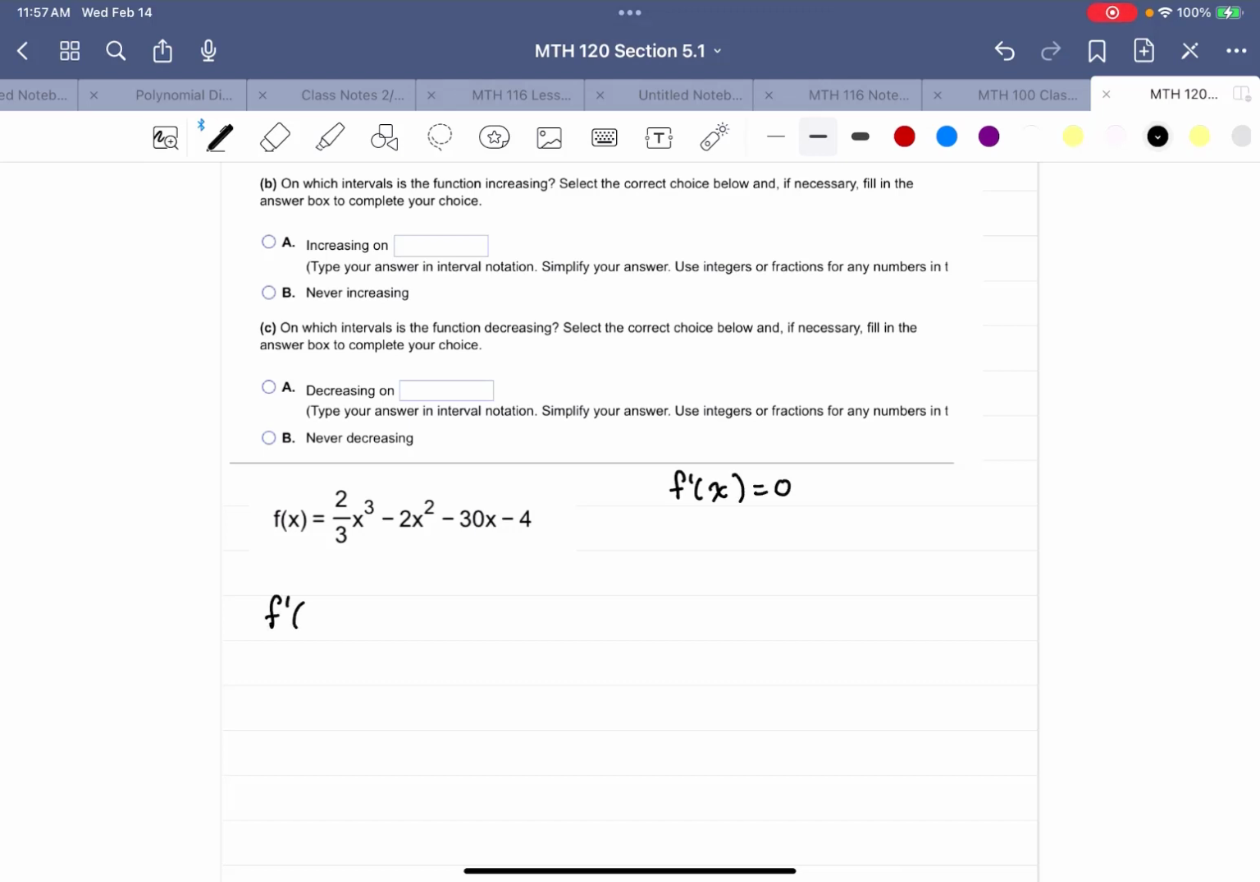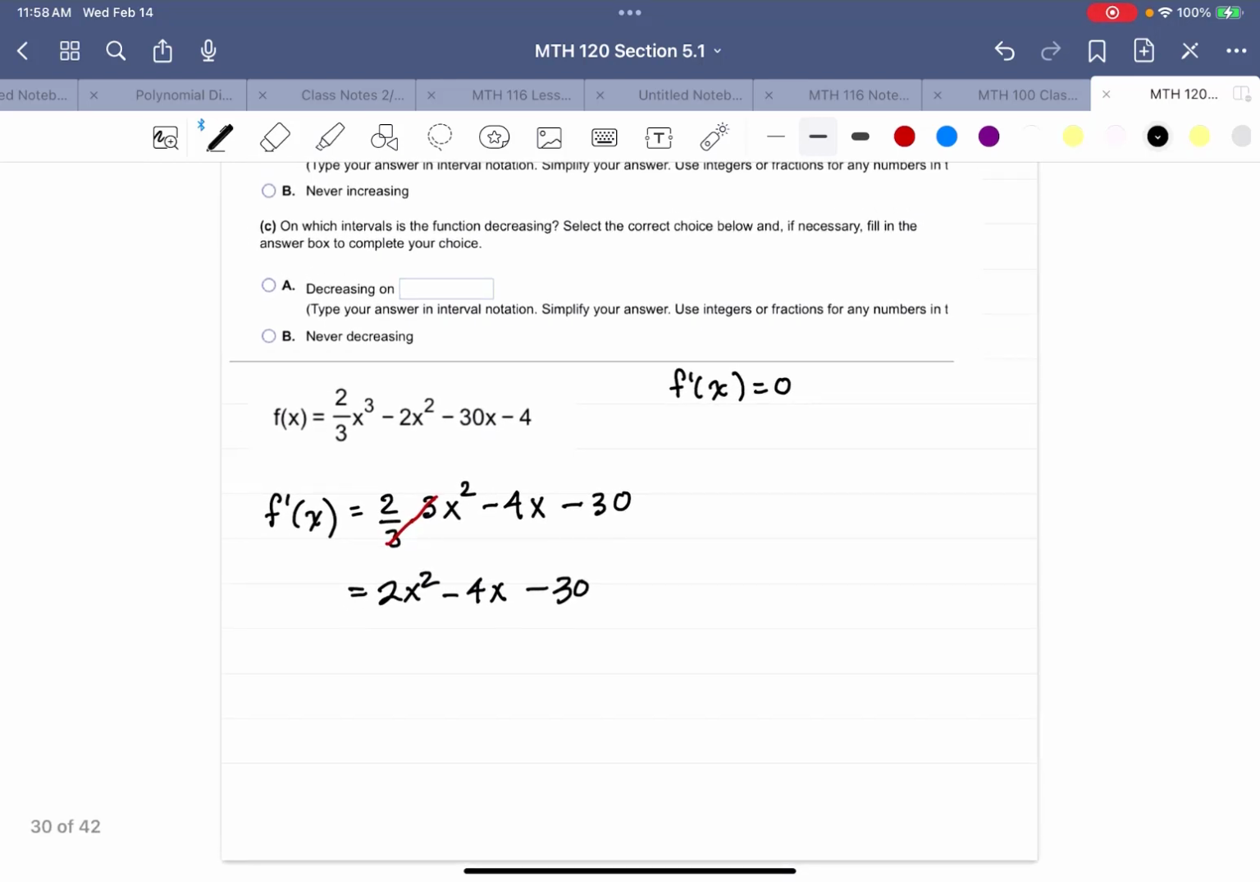So we take the derivative of this, and we get 2/3 times 3 times x squared minus 4x minus 30. These 3's will reduce to leave us with 2x squared minus 4x minus 30. When I set this equal to 0, this is a quadratic equation, and we can either factor it or use the quadratic formula.